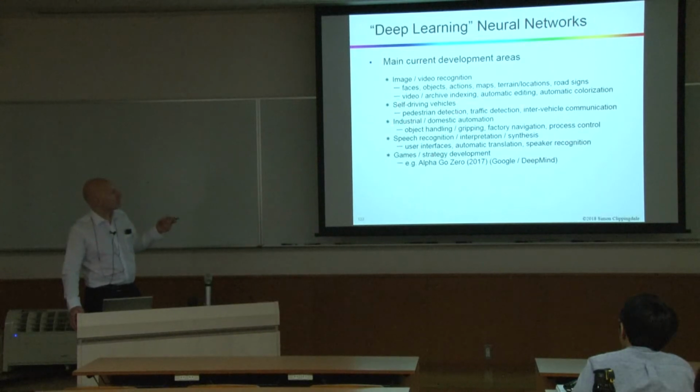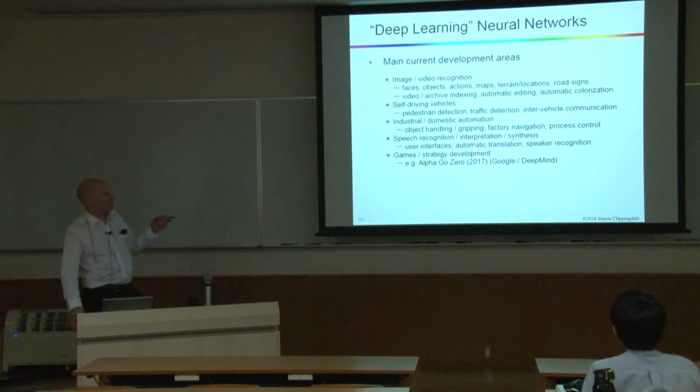Okay, self-driving vehicles is obviously a big one at the moment. Pedestrian detection, always a good idea. Detecting other cars and so on visually, although a lot of the communication between vehicles is going to be through other means. Inter-vehicle communication. Industrial and domestic automation for object handling and gripping, navigating around factories, big warehouses like Amazon have got, manufacturing process control.